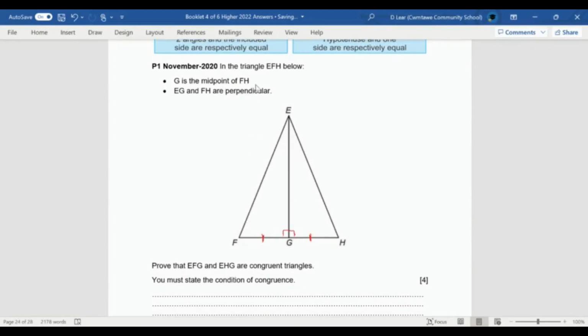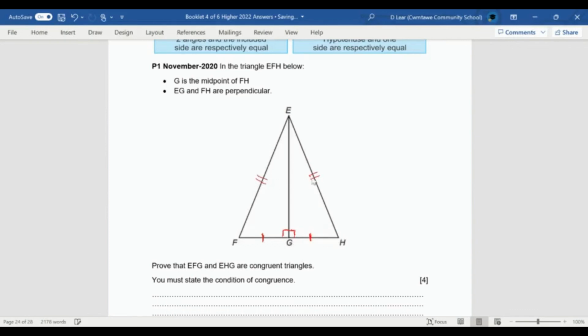So G is the midpoint of FH. So I've shown them that F to G and G to H are equal, and EG and FH are perpendicular, meaning that they meet, EG and FH meet at right angles. Prove that EFG and EHG are congruent triangles. Now, my gut feeling here is that because these are perpendicular and then these two sides are the same length, in other words, that's the midpoint. If I go along here and up here, that by nature means that that is equal to that in size.